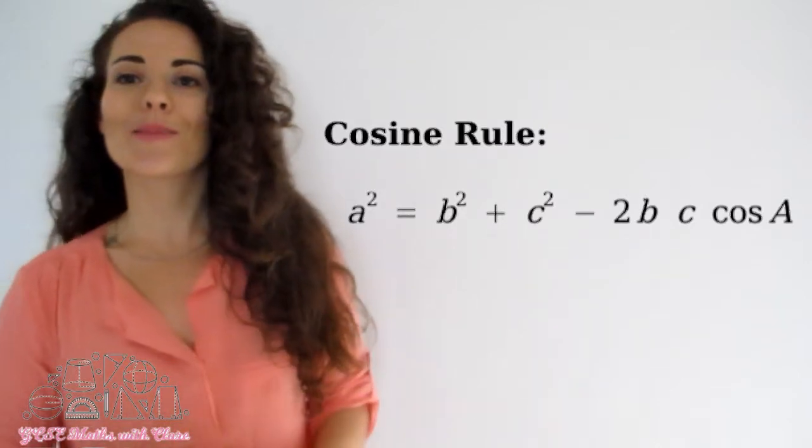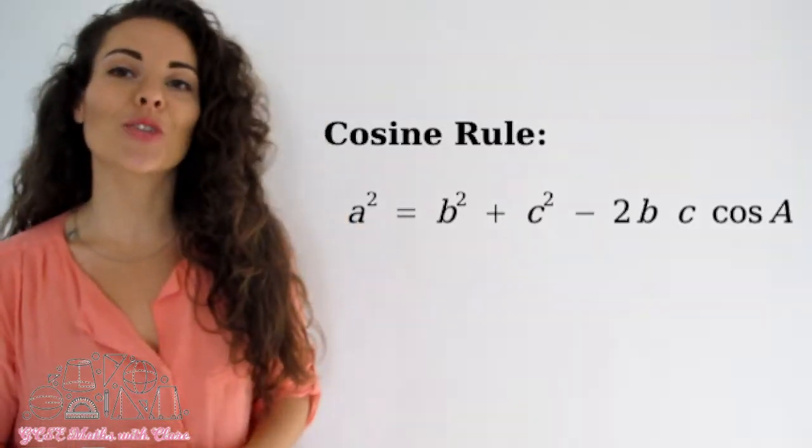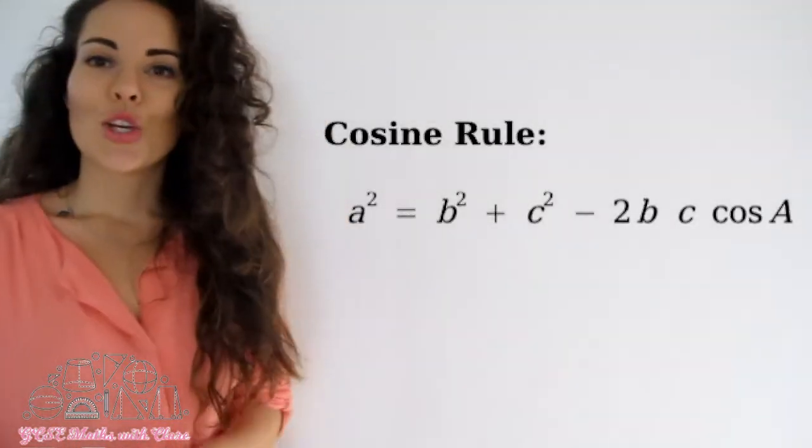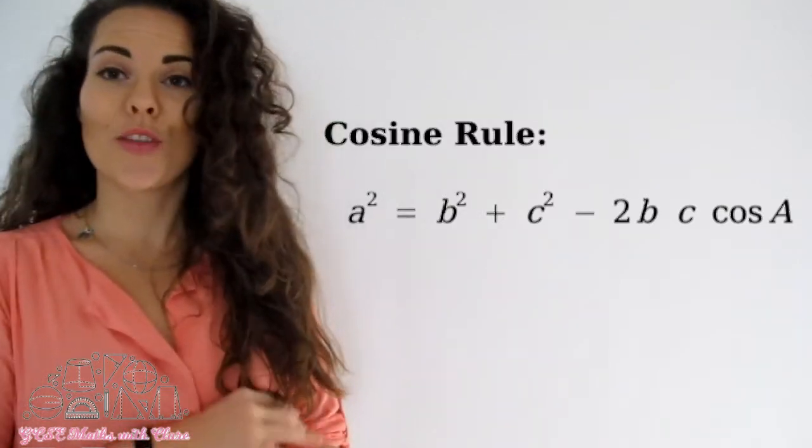So the cosine rule is an absolute monster. It looks like this. A squared equals b squared plus c squared minus 2bc cos a. You need to know this formula for the exam.